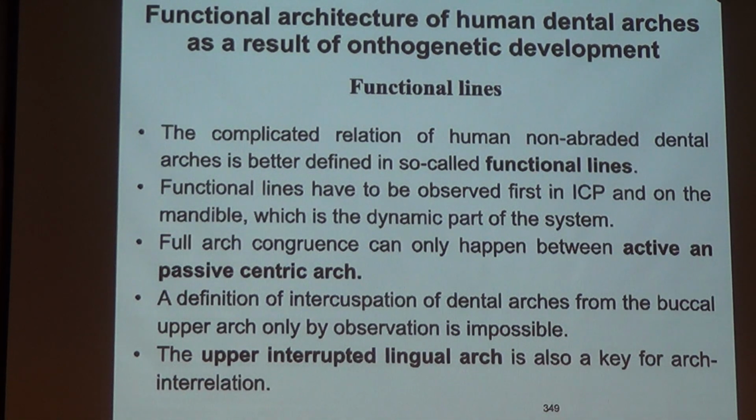The full arch congruence can only happen between active and passive centric arch. Active and passive centric arch. So it means that when you close, you have one side active and certainly another side passive. You cannot have both. So when you put your articulator paper, you see only the active. The passive doesn't work in here unless the patient makes side movement. But in just ICP, you see only the active.